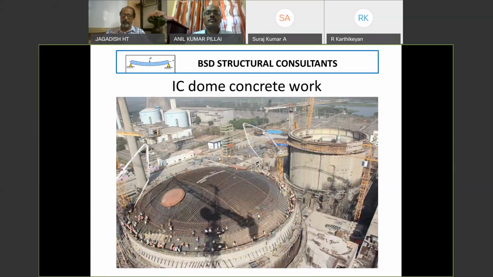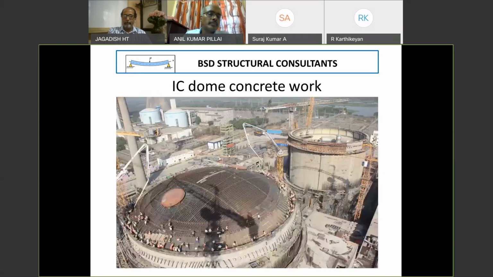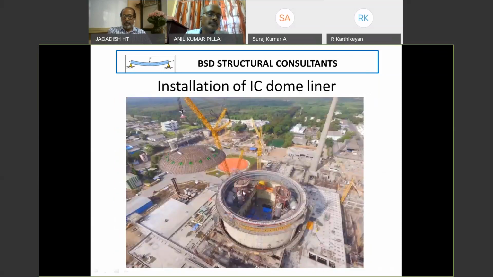This is a photo of the IC dome during concreting. Liner installed, then we have tied the reinforcement, prestressing cables installed, everything completed, concrete is in process. If you look closely, you'll find that this particular red patch is an opening in the dome. This opening of the inner dome, if I just go to the previous slide, you can see the same opening in the liner also. This is coming exactly and fitting on top of these 2 circles.